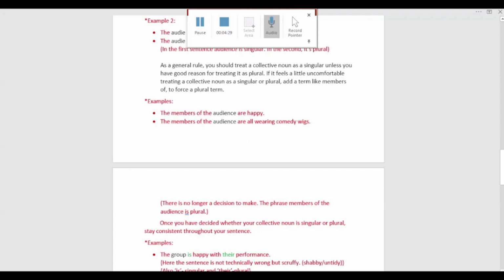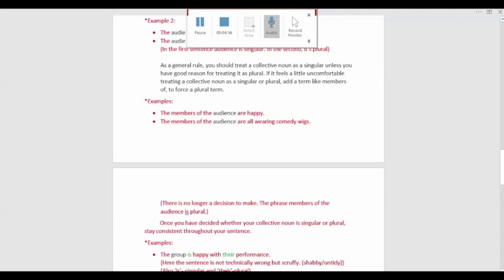If it feels a little uncomfortable treating a collective noun as singular or plural, okay. So once again, let me read it out. If you feel a little uncomfortable treating a collective noun as singular or plural, add a term like members of to force a plural form. So to force your collective noun to be plural, you can use the phrase members of.